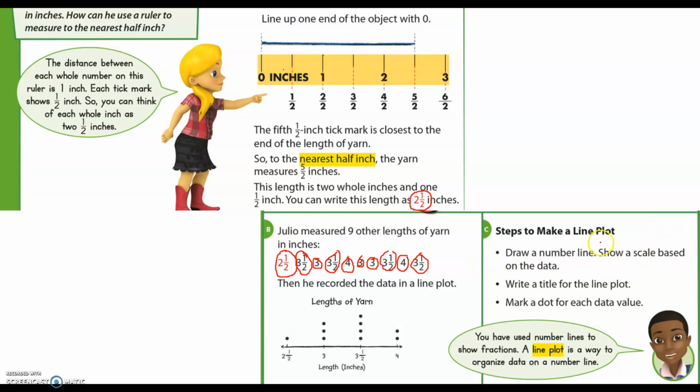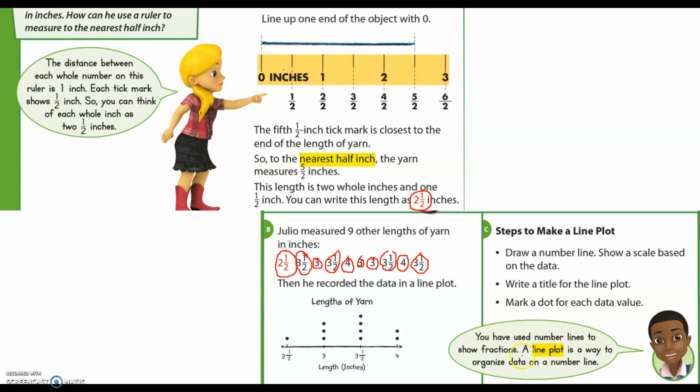When you're making a line plot, you want to make sure you follow these steps. First, you draw your number line. You want to show a scale based on your data. So Julio did not have to draw 1 on his line plot or 0 because he didn't have any pieces of yarn that were 0 or 1 inch. Write a title for the line plot. He called his title lengths of yarn because that's what he was collecting data for. Mark a dot for each data value.